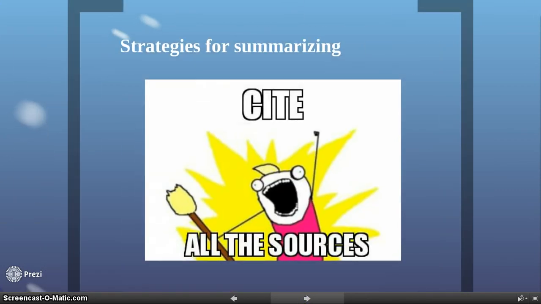Okay, and this is another strategy for summarizing. I couldn't resist this cute little cartoon. We're going to cite all the sources, and don't panic about this right at this point, but I just want to make sure that I'm mentioning that even if you're summarizing, you have to cite. It's still somebody else's ideas, so you need to make sure that you're citing all the sources. Okay, and like I said, we will talk about this later. This is a week 4 topic. It's coming, but I just want to make sure that I'm mentioning it right now.